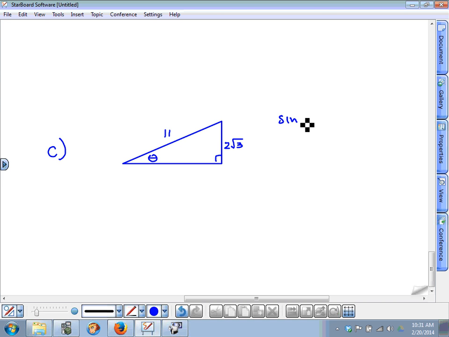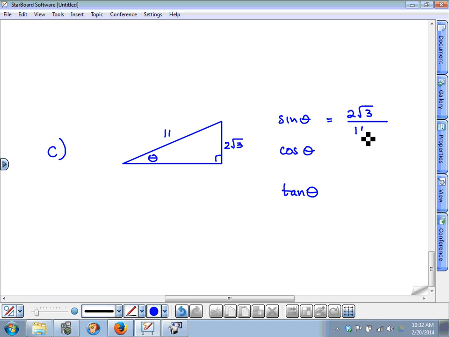Same direction. Sine, cosine, and tangent. The sine would be opposite over hypotenuse. One of these functions we can do right off the bat without having to find this missing side. Which one do we already know? Why do we know sine? We know the opposite, and we know the hypotenuse. This is the opposite. This is hypotenuse.